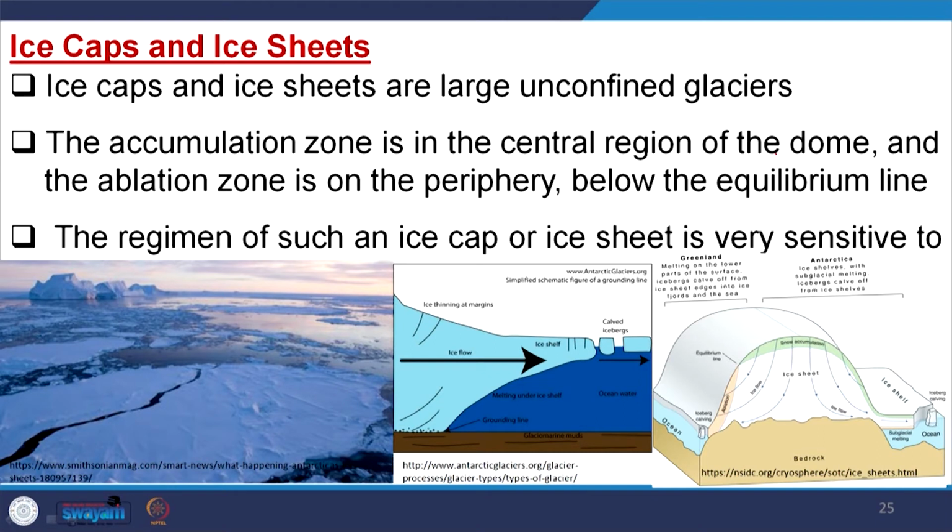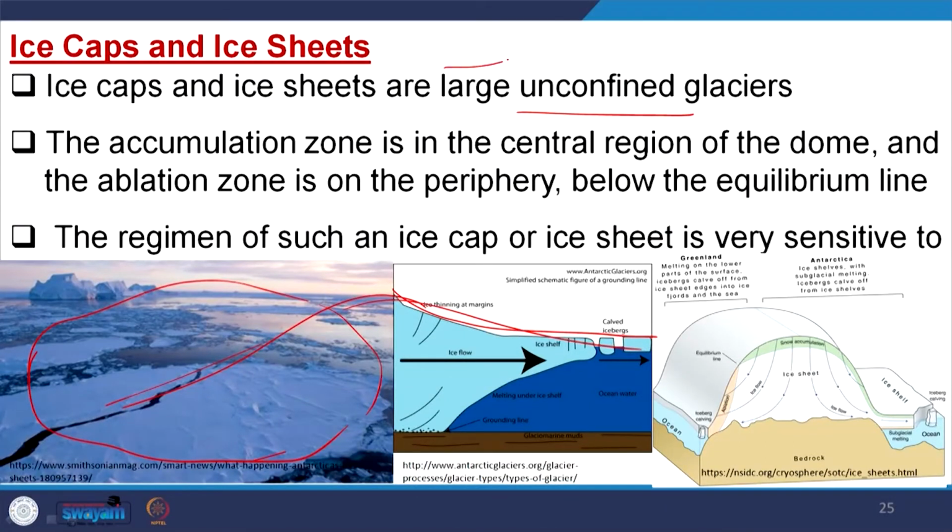Ice caps and ice sheets. So far we have been discussing valley glaciers. Valley glaciers are confined within a valley. Now we will talk about the second part of the ice system, that is called ice caps. Here the topography is nearly smooth, and the thickness is about 1.5 to 2 kilometers on average. The glacier movement is due to its own weight. Ice caps and ice sheets are large unconfined glaciers, free from all sides.